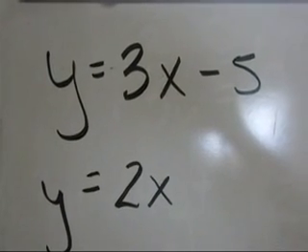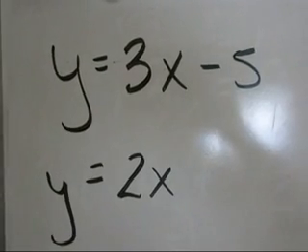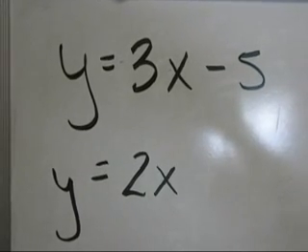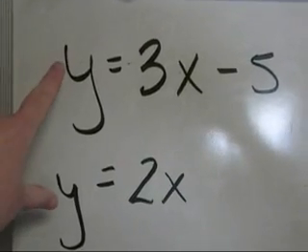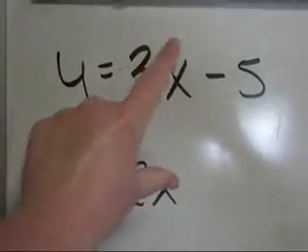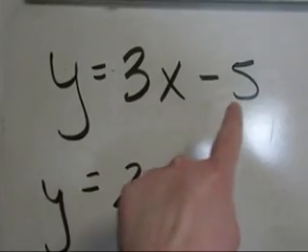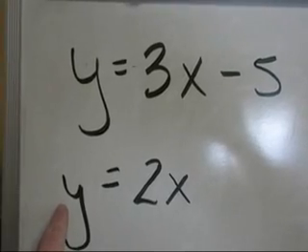Here's an example of solving simultaneous equations using the substitution method. The reason why I'm going to choose the substitution method is both of these equations are set equal to y. Because they are both set equal to y, that means that these two pieces over here are equal to each other. Essentially, I'm going to take the 3x minus 5 and substitute it in for this y value here.